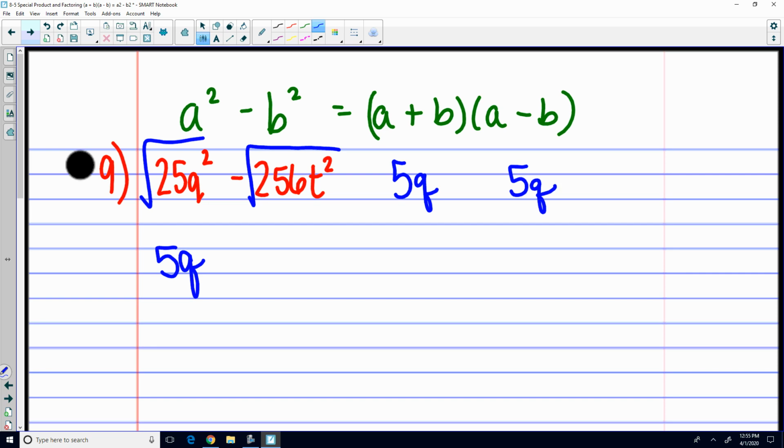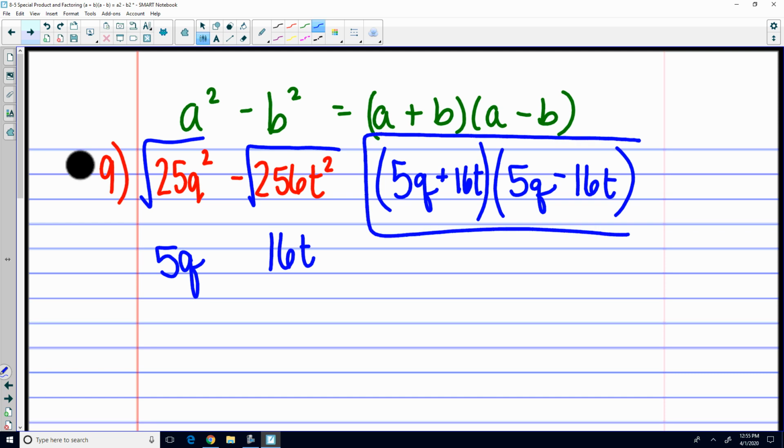And then my B position, the square root of 256 is 16. And the square root of t squared is just t. So in my B position, I've got 16t and 16t. The first one gets addition, second one gets subtraction. There's your final answer.